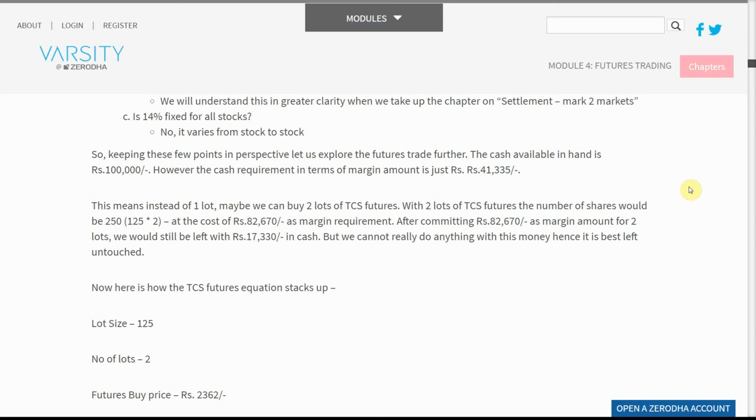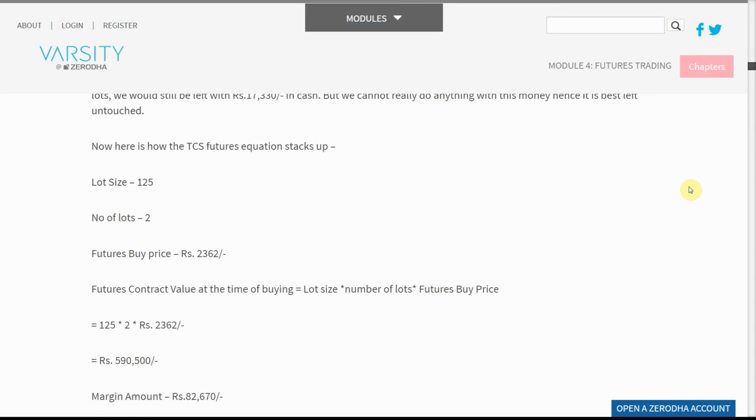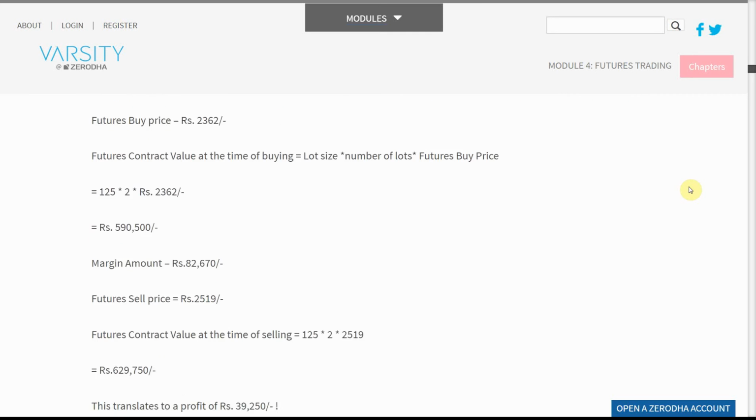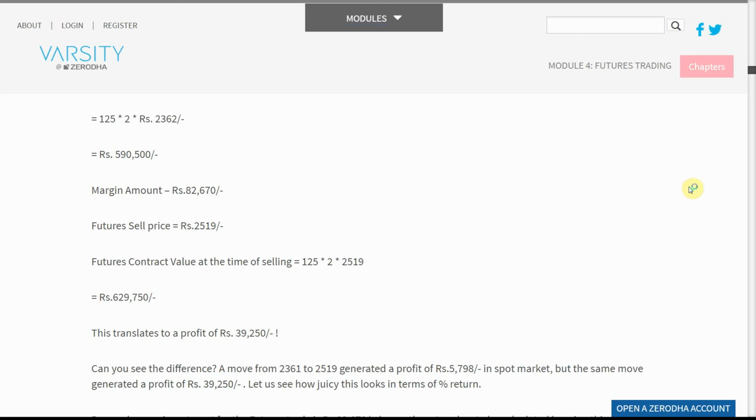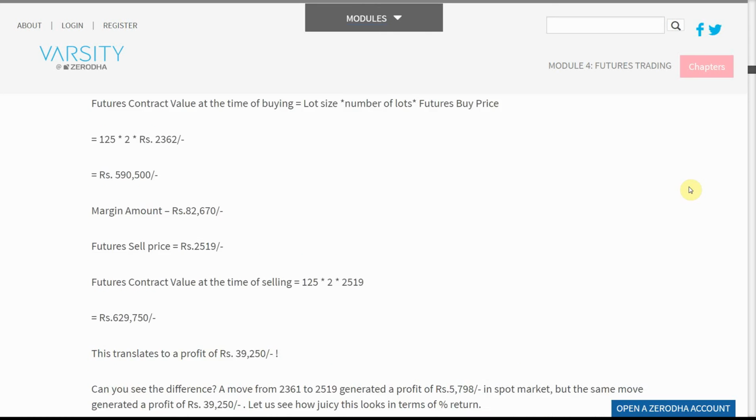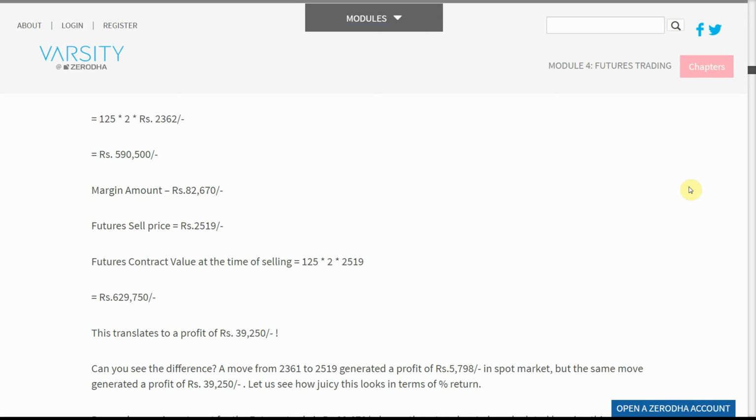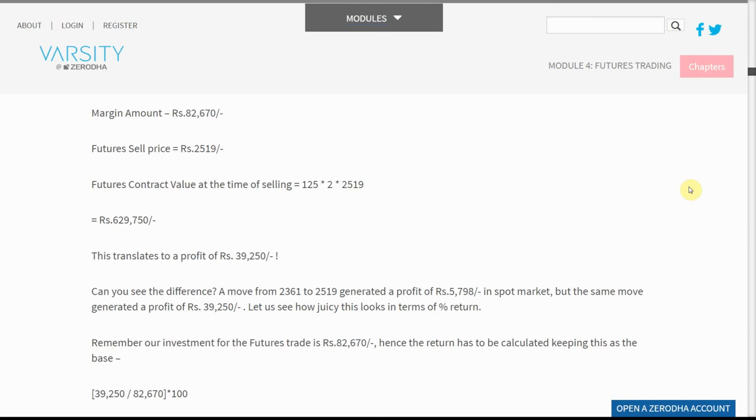Now here is how the TCS futures equation stacks up. Lot size 125. Number of lots 2. Futures buy price Rs. 2,362. Futures contract value at the time of buying equals lot size, number of lots, futures buy price: 125 asterisk 2 asterisk Rs. 2,362 equals Rs. 590,500. Margin amount 82,670 rupees. Futures sell price equals 2,519 rupees. Futures contract value at the time of selling equals 125 asterisk 2 asterisk 2,519 equals 629,750 rupees. This translates to a profit of Rs. 39,250.